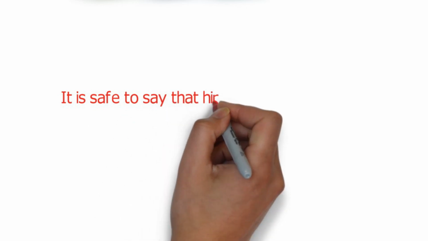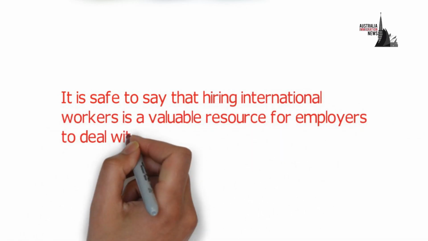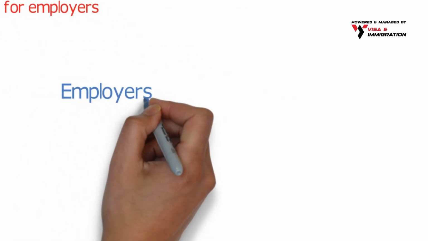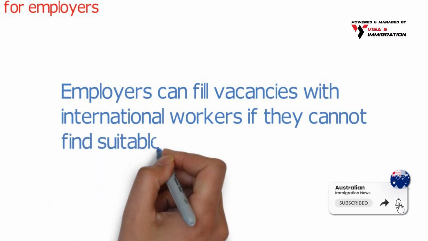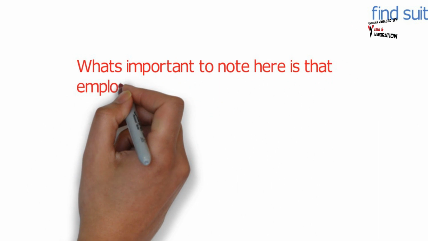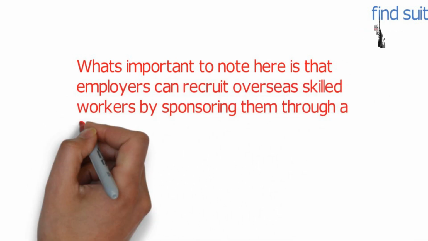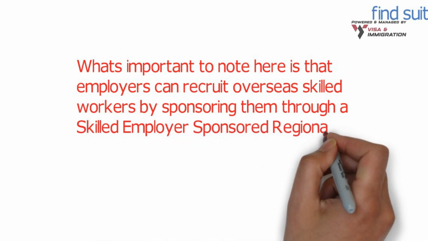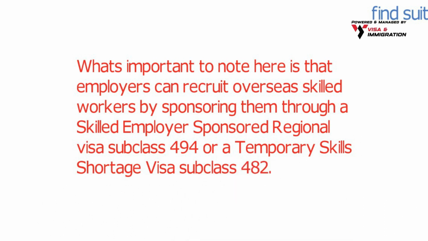It is safe to say that hiring international workers is a valuable resource for employers to deal with labor shortages. Employers can fill vacancies with international workers if they cannot find suitable Australian employees. What's important to note here is that employers can recruit overseas skilled workers by sponsoring them through a skilled employer-sponsored regional visa subclass 494 or a temporary skills shortage visa subclass 482.